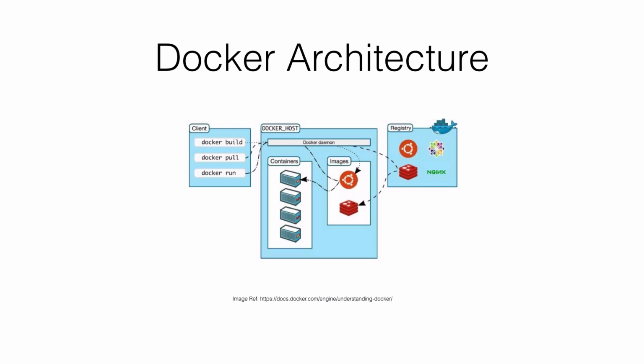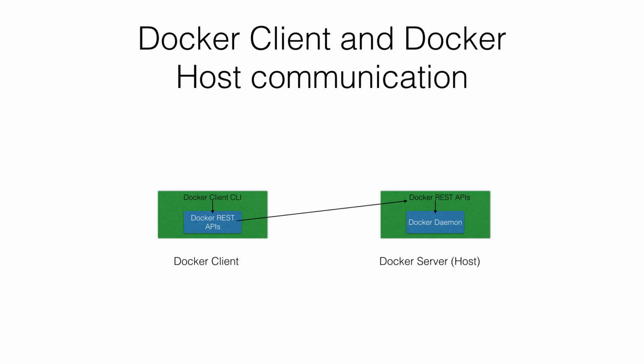As shown on the screen, the Docker client sends the command to the Docker Daemon to create a container. If the image is available locally for that container, then the container would be created. If not, then the respective image would be fetched from the Docker registry and then the container would be created. The Docker client and the Docker Daemon communicate over REST APIs, even on the same system.